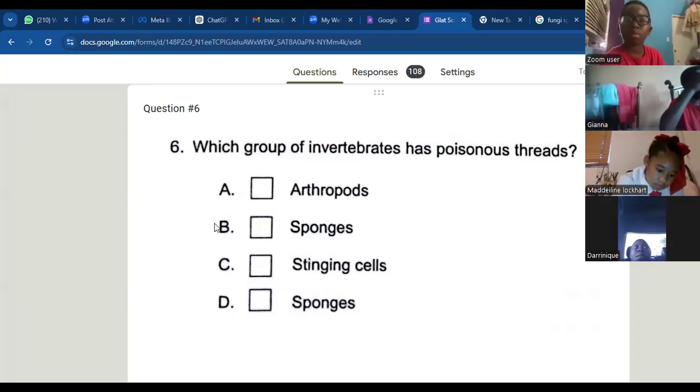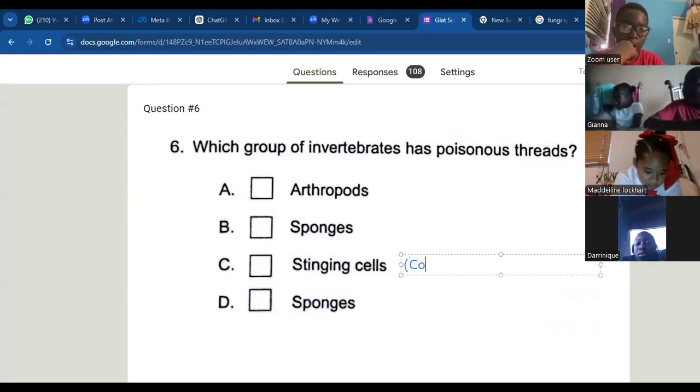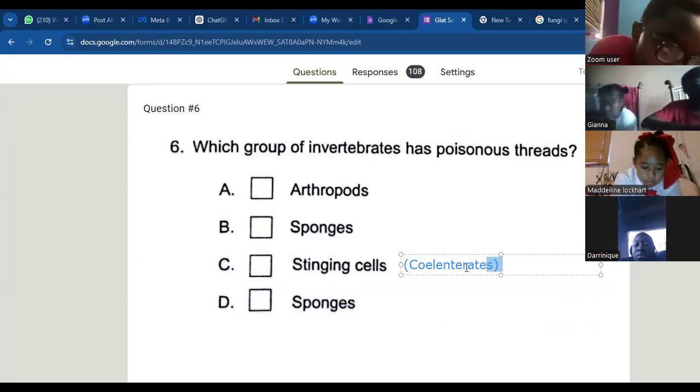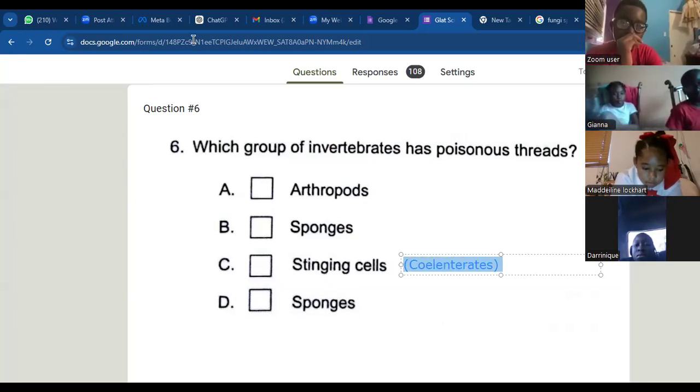All right, what y'all have for this one? Stinging cells. To be honest, I noticed that's what they put for y'all exam, but what they actually were supposed to put was cnidarians. Because cnidarians are the ones that have stinging cells. So C is the best answer of all these four, but it's actually supposed to be cnidarians, right? So they just made a mistake. Well, if they refer to stinging cells as cnidarians in real life, I'm fine.